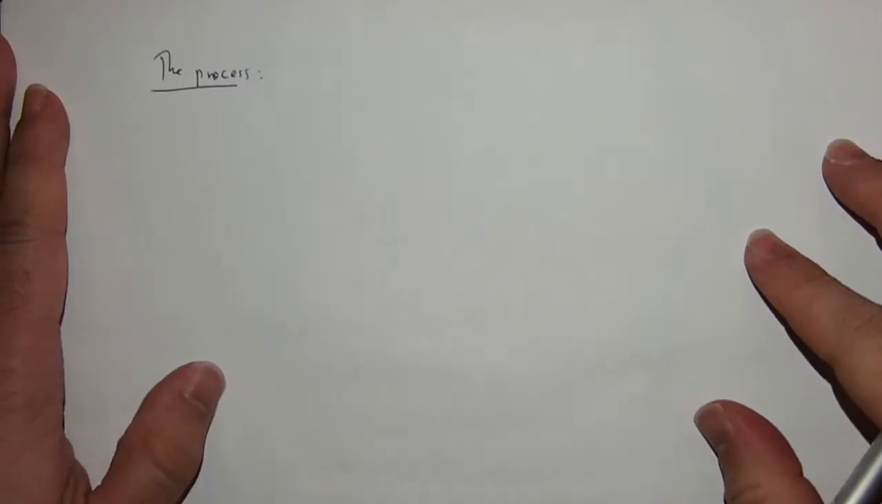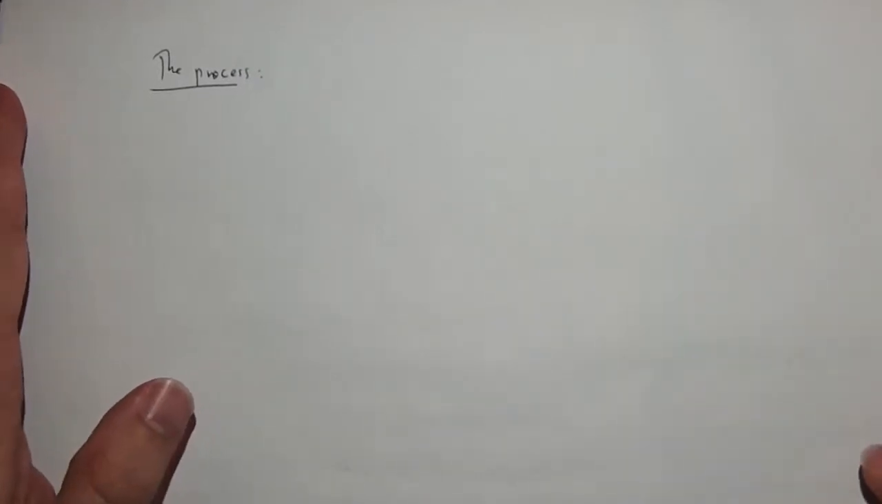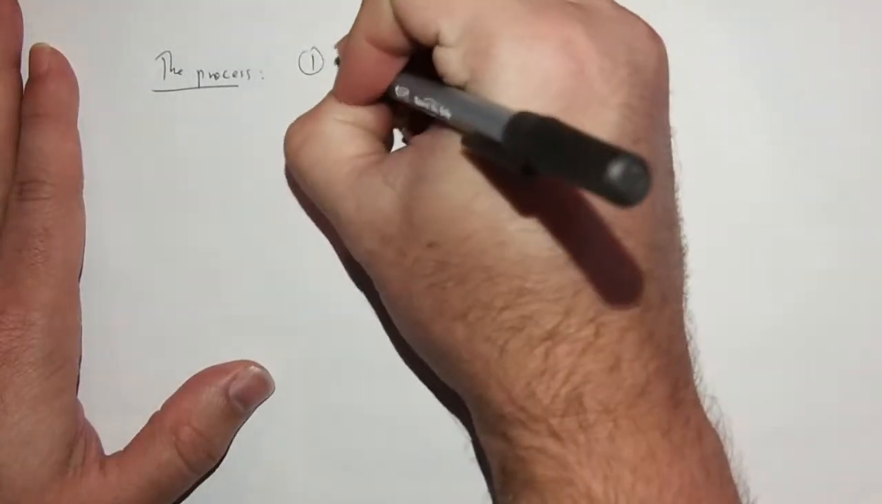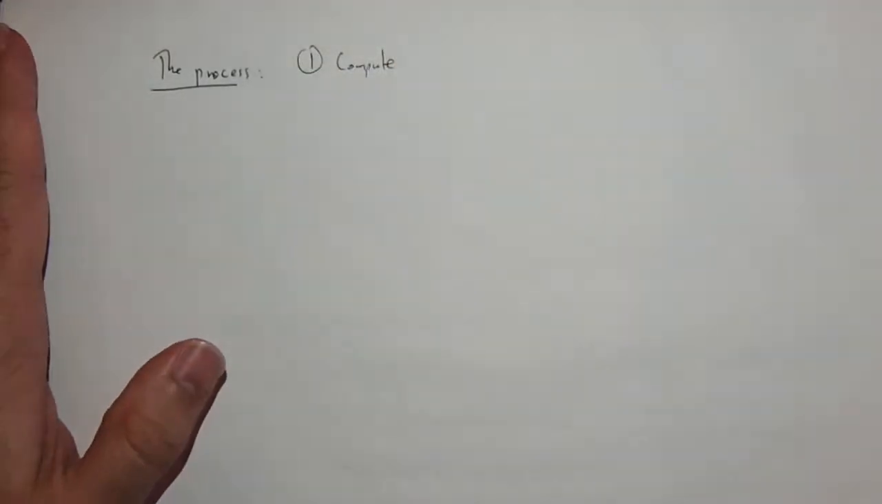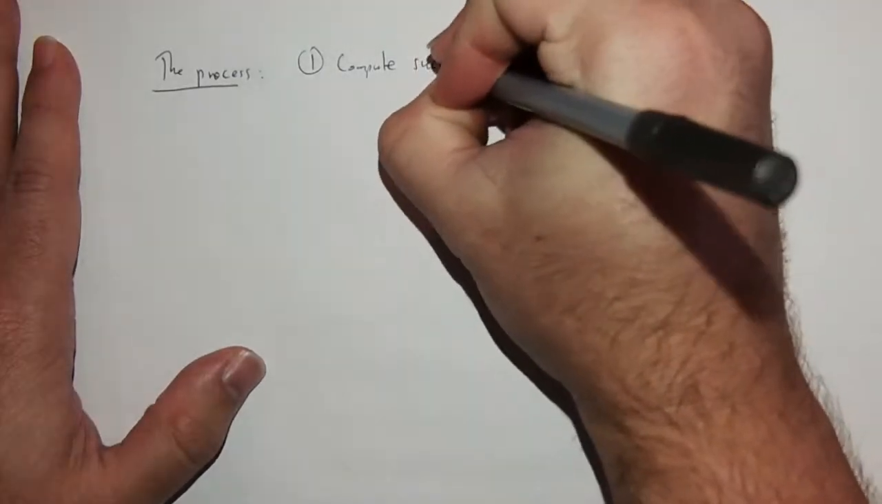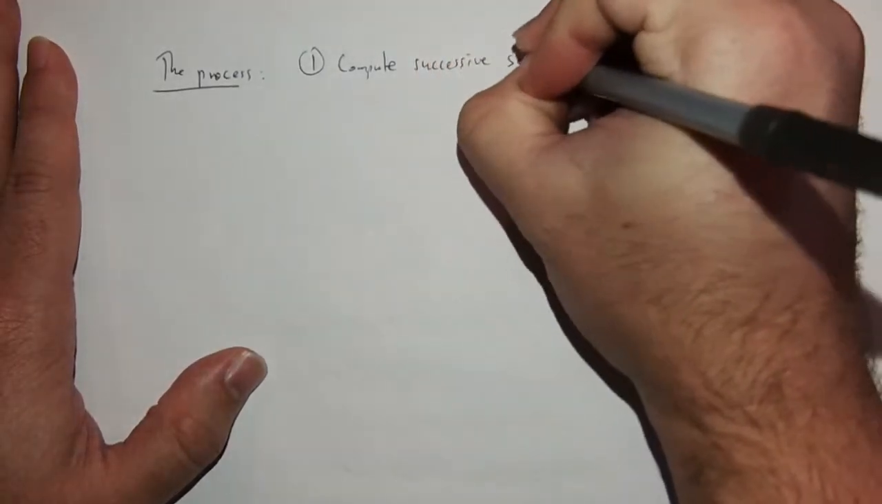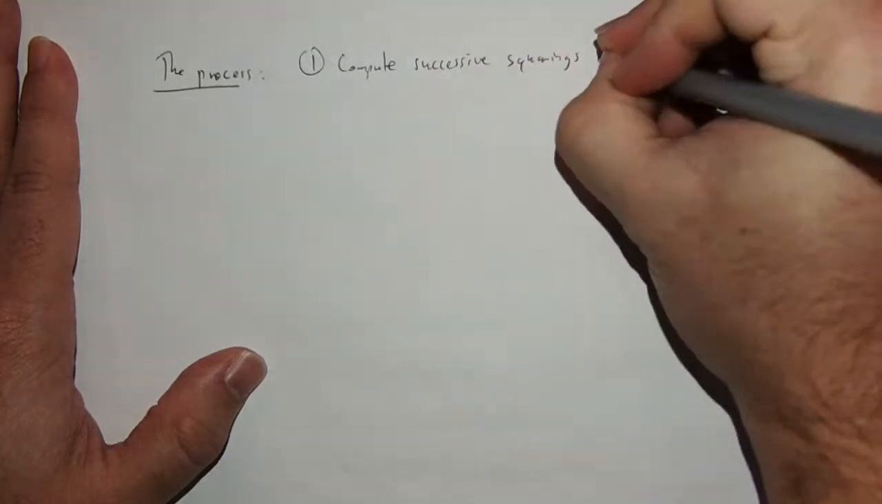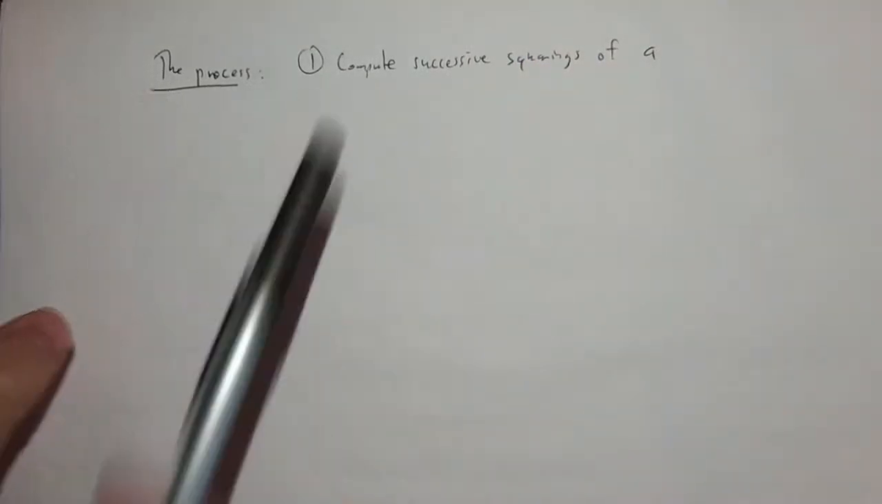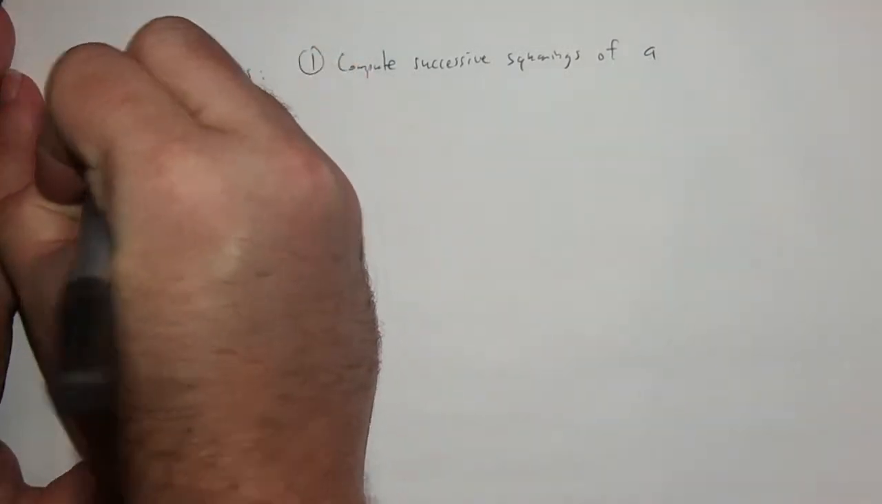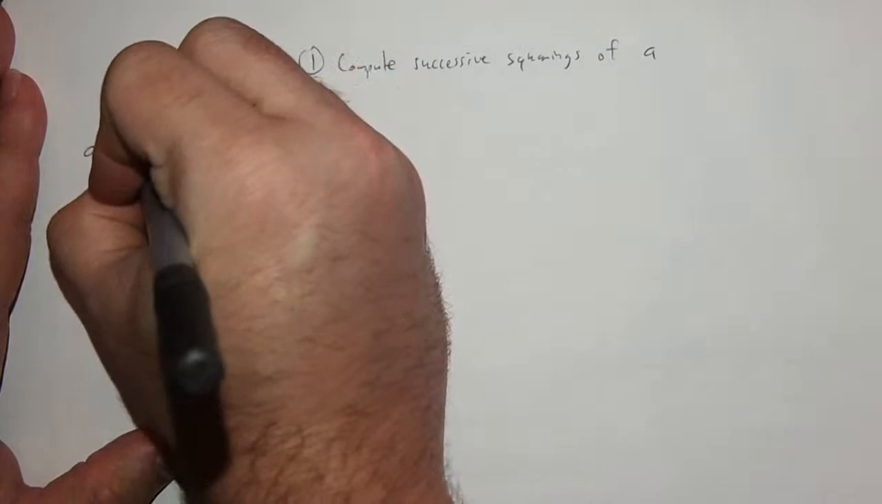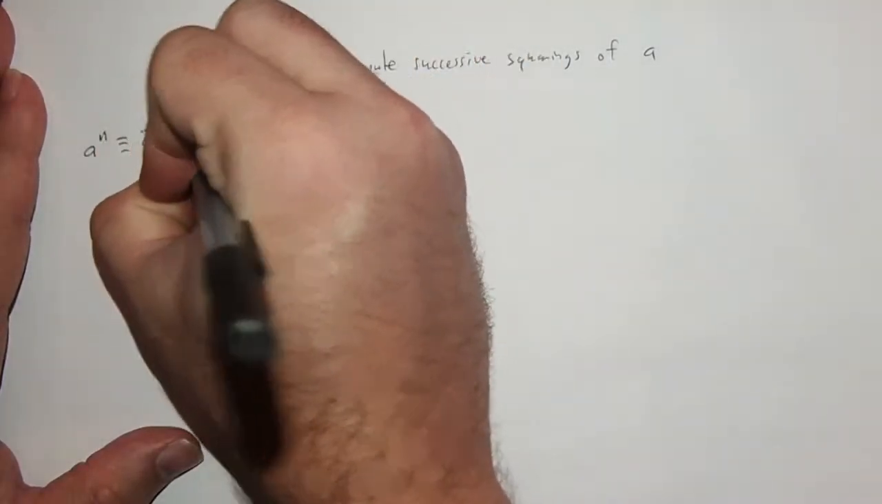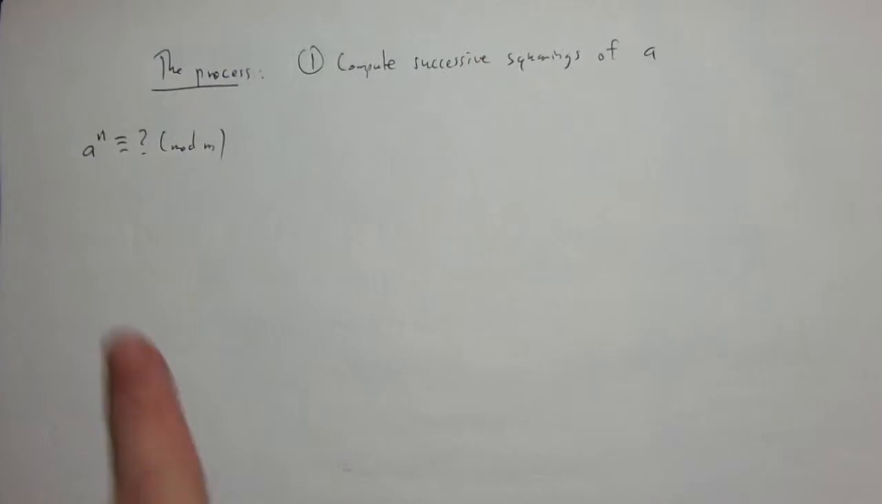So the process is the following. How do I do this? Well, the idea is, one, compute these successive squarings of A. So what is it that I want to do? I want to compute A to the n, that's congruent to something mod m. So that's what I'm trying to express.